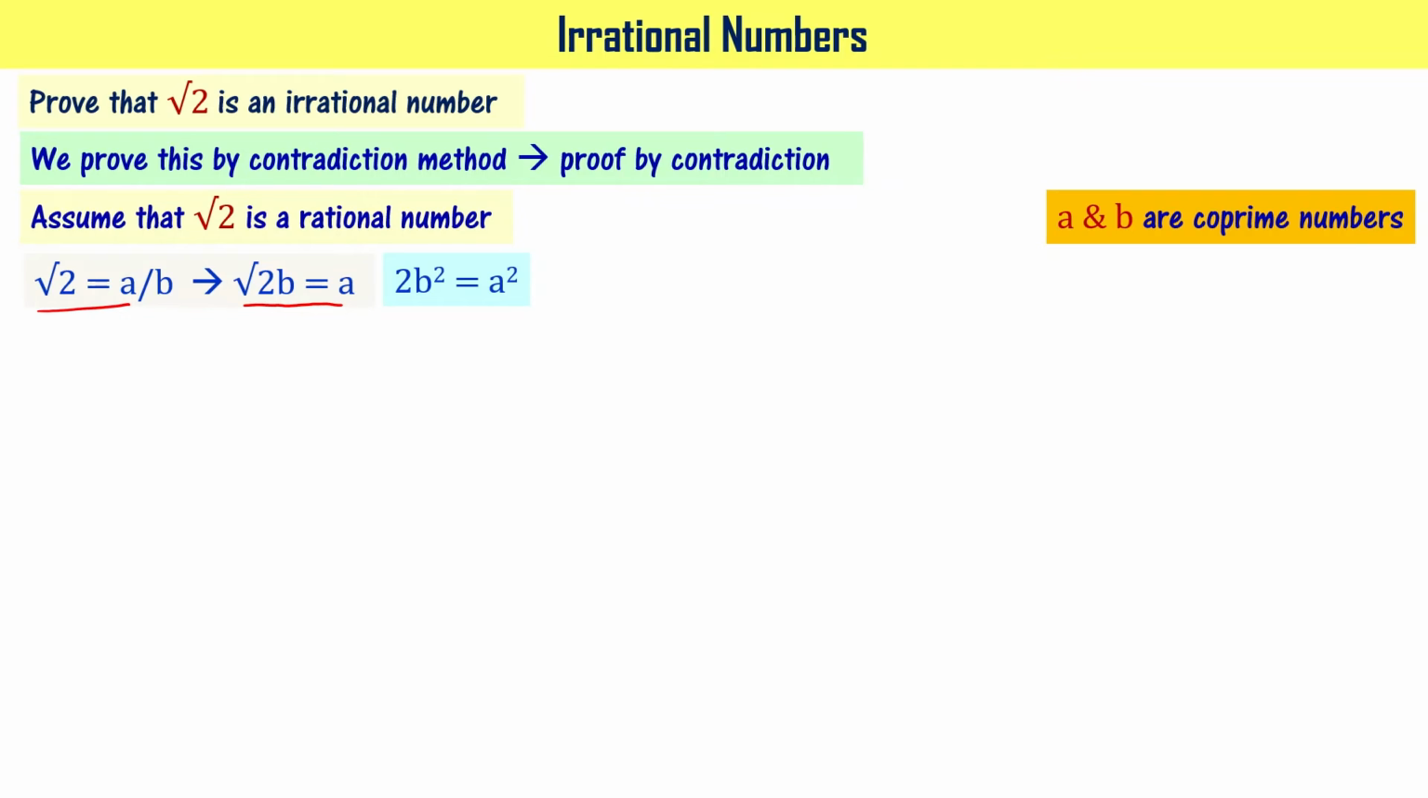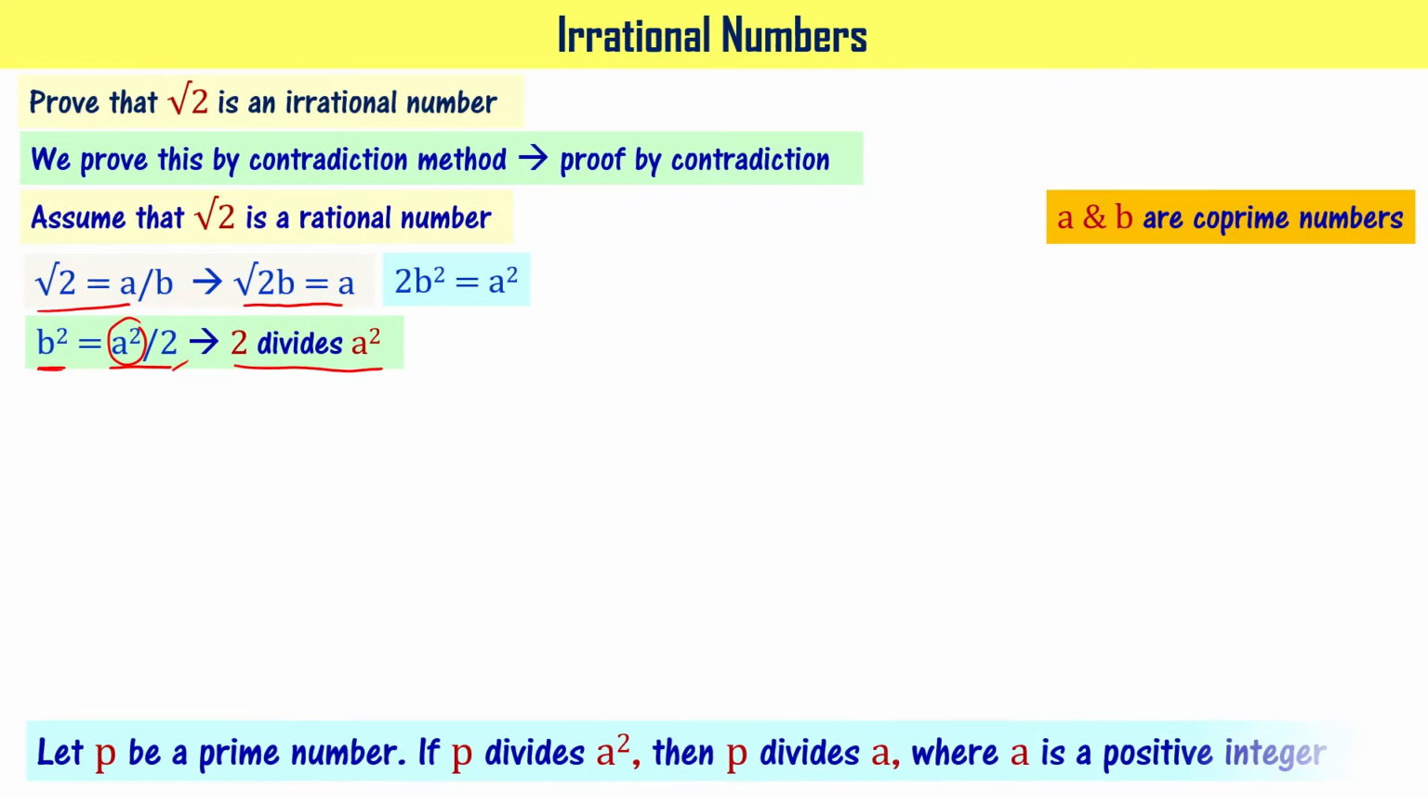right? I can write 2b square equal to a square as b square equal to a square by 2. Now you see that 2 divides a square, right? When you divide a square with number 2, you got b square, right? That's why we say that 2 divides a square. You remember that if p is a prime number and p divides a square, then p divides a also, right? So in this particular case, 2 is a prime number, it divides a square. It means it divides a also, right?